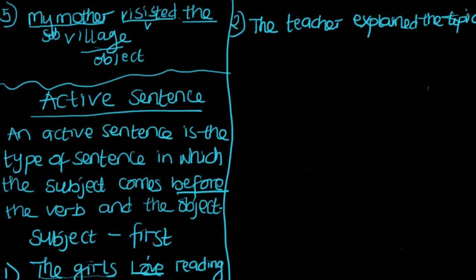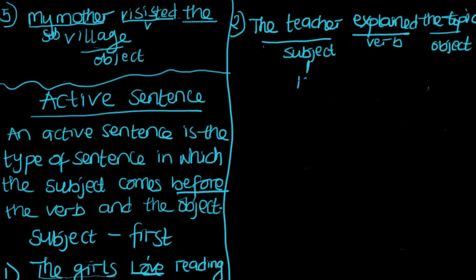Number 2, the teacher explains the topic. What's the verb? Explain. That's the action being performed. That's the verb. What's the subject? Who is explaining something? The teacher. What's the teacher explaining? The topic. Object. Now we said an active sentence is the sentence in which the subject comes first before the verb and the object.